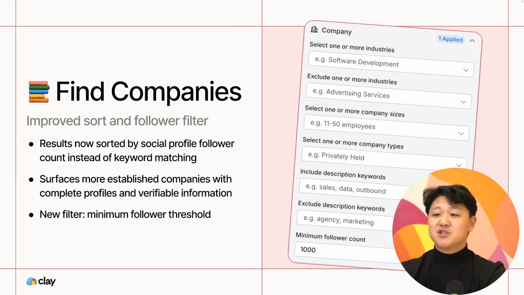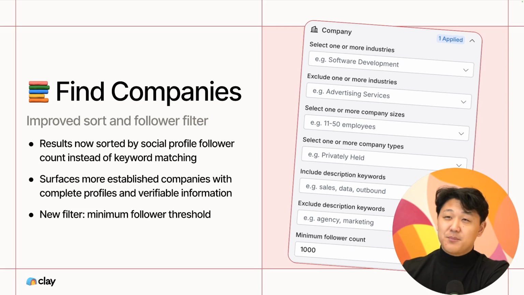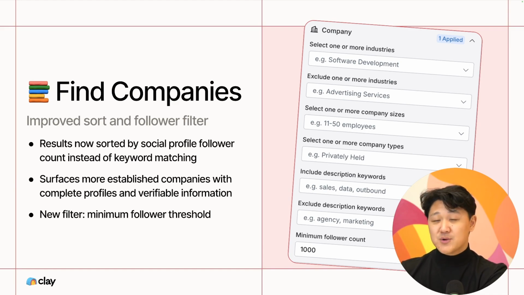For find companies, we've also improved sort and added a follower filter. We used to sort based on keyword accuracy, but effectively what would happen is if your keyword was tax, a company with a bad description, tax, let's say, would show up as first, but maybe they would have 1 or 2 followers and not a very robust social profile. We found that sorting by follower count actually does a better job of raising high quality companies to the top, where they will have a robust set of data on their profile for you to enrich off of.